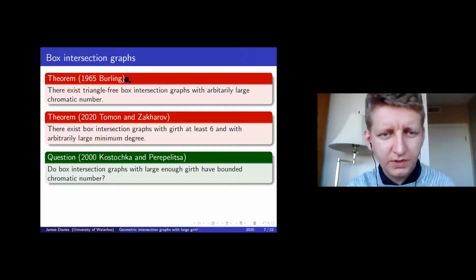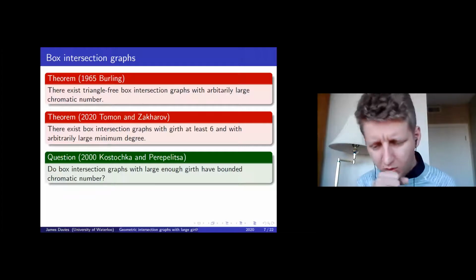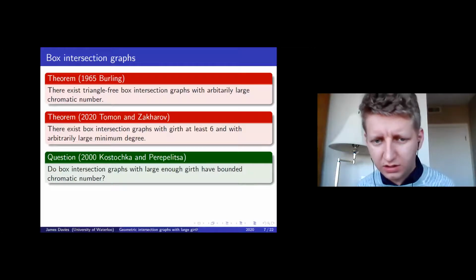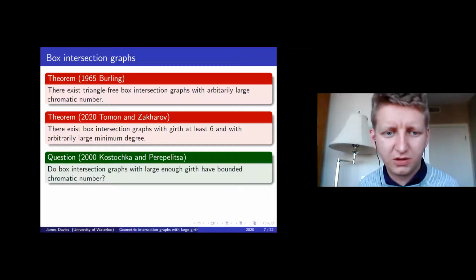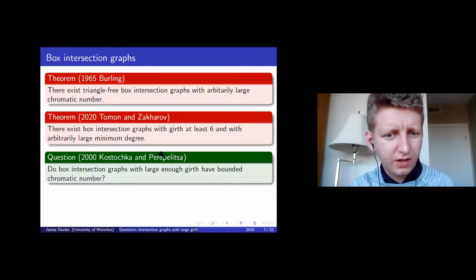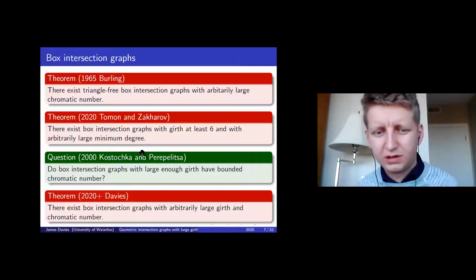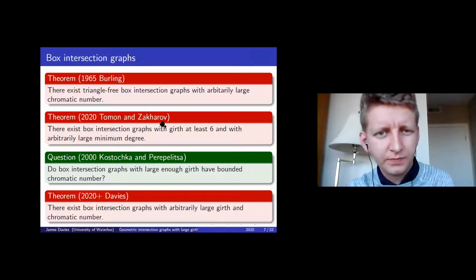So particularly with Berling's construction, a natural question is, well, we're not chi-bounded, but if we go to a higher girth, do we at least have bounded chromatic number? So one of the main results I want to talk about is that this isn't the case, and you can actually construct box intersection graphs with arbitrarily large girth and chromatic number. So that generalizes both of these.